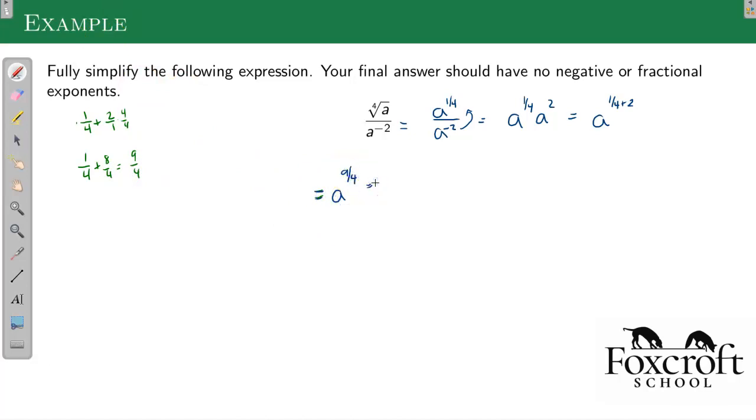And again, for me, when I'm writing these most of the time, I'm going to do the whole number part and then the root on the outside. So it's going to be a to the 9th and the 4th root. All right, so the 4th root of a to the 9th. Also, you could write it as the 4th root of a to the 9th. Again, the reason I prefer this first one is just because I don't have to write extra parentheses, but both of these are acceptable answers.